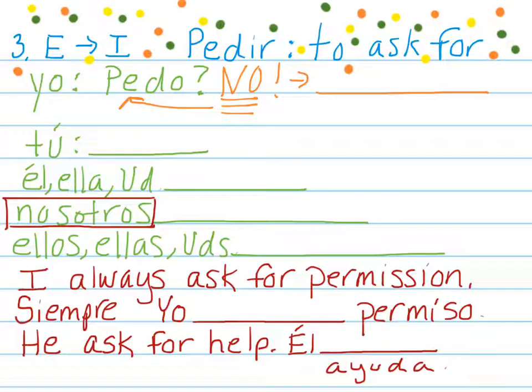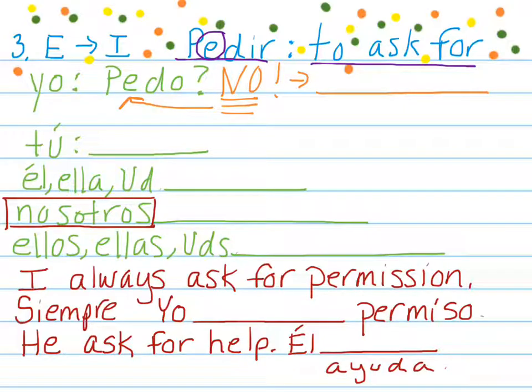Ah, the fabulous E to I. I knew you were going to like this one. E to I is a good guy. I like how that rhymes. And let's look at him here. Let's look at pedir. Pedir means to ask for. Now, pedir, the E is going to change to an I when we start conjugating it.